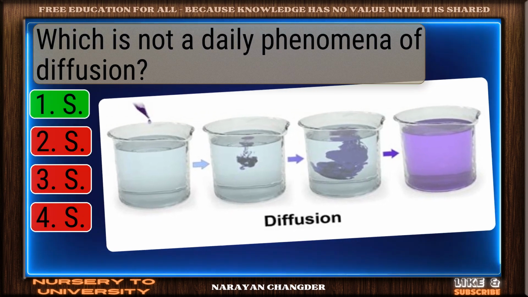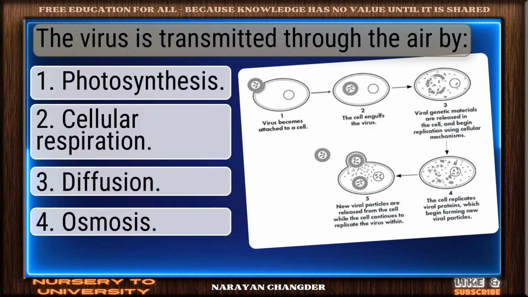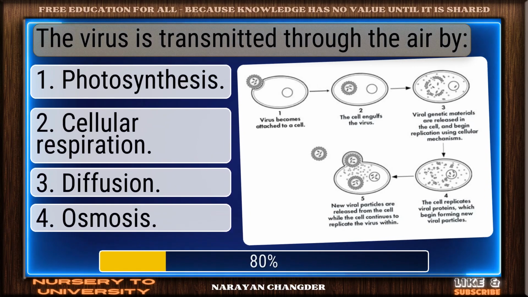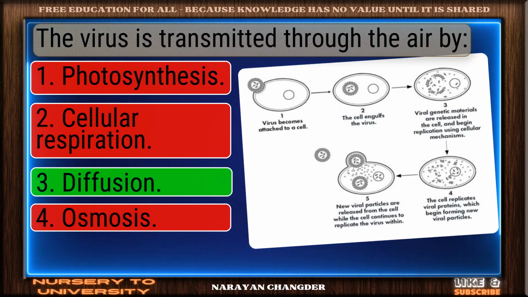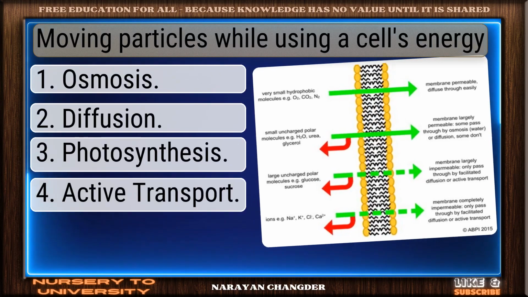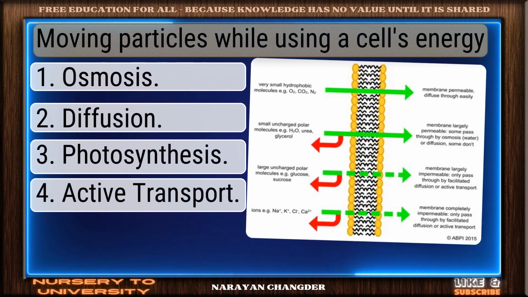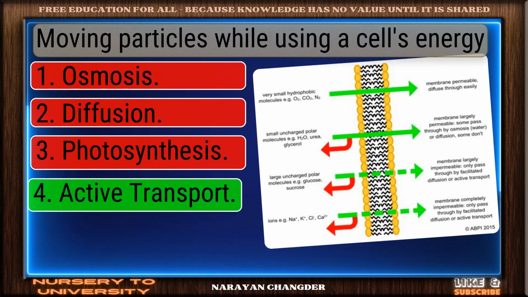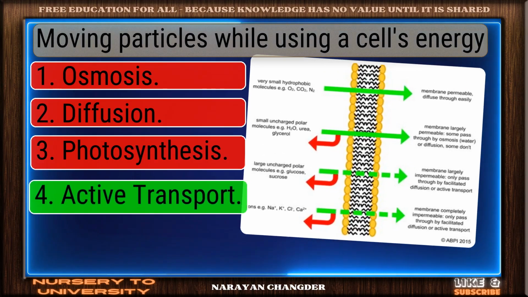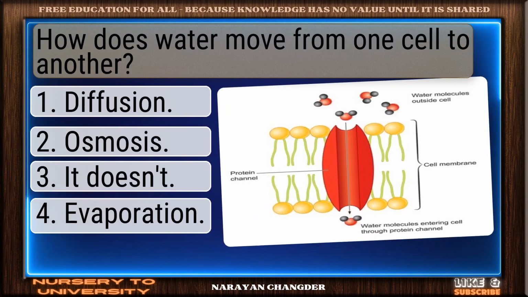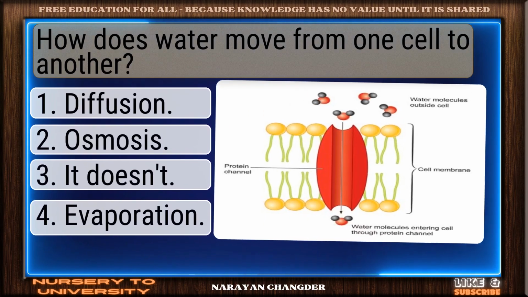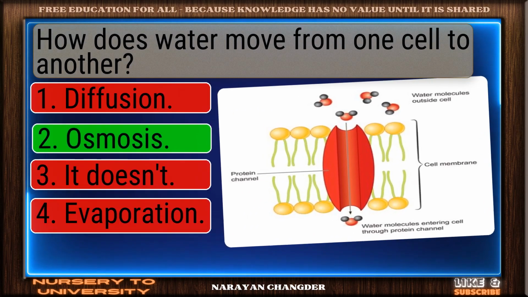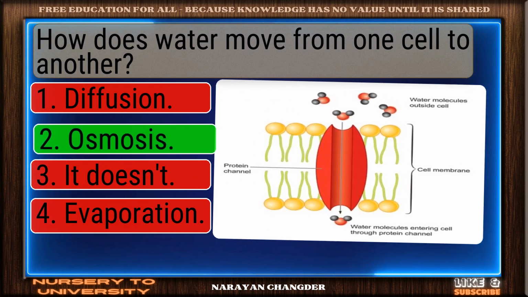Excellent. A brilliant choice. The virus is transmitted through the air by. Valid point. Diffusion is true. Moving particles while using a cell's energy. Correct. Active transport is the right answer. How does water move from one cell to another? Nicely done. Osmosis is a solid answer.